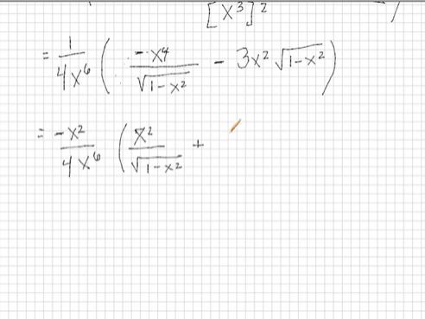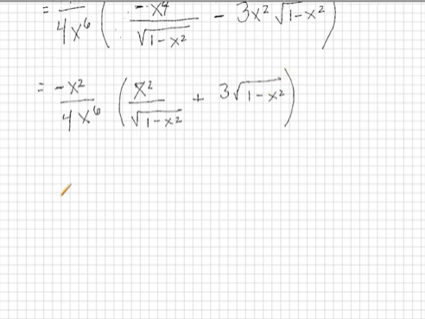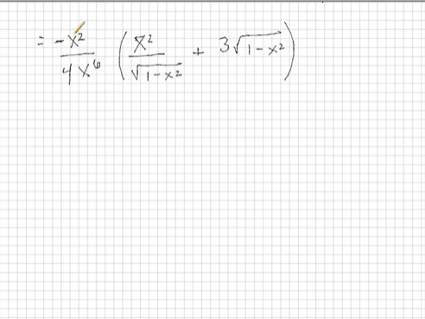We also factored out the x squared, so we're left with a 3 and the square root of 1 minus x squared. It's looking a little prettier. We can simplify the outside here. So we're left with a negative on top. X squared divided by x to the 6th is actually x to the negative 4th, which would be 1 over x to the 4th. We're just going to go ahead and subtract what's on the bottom from what's on top here with the exponents. So we're left with that on the outside.